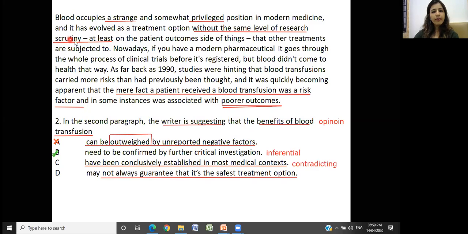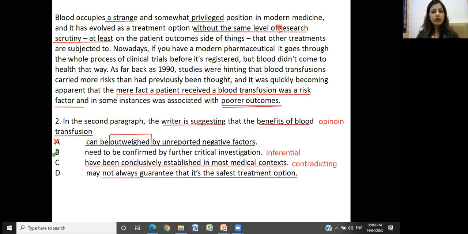Here also your topic sentence itself was saying the same thing. So whenever you're getting confused between two options, the best way is to see which one goes well with the topic sentence. The topic sentence is the main point why the writer is discussing this whole paragraph, trying to prove that we do not have enough research on blood transfusion. He is not trying to prove the negative outcomes. So that is another reason why D can be ruled out.